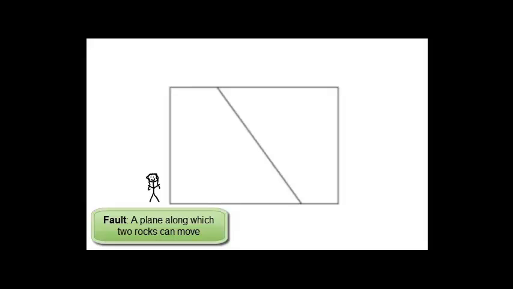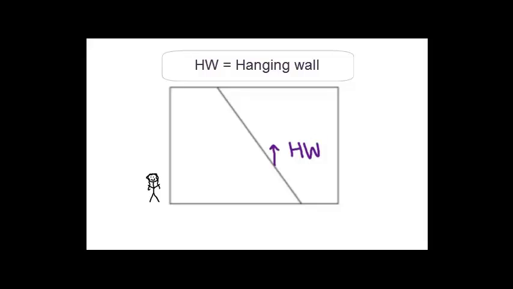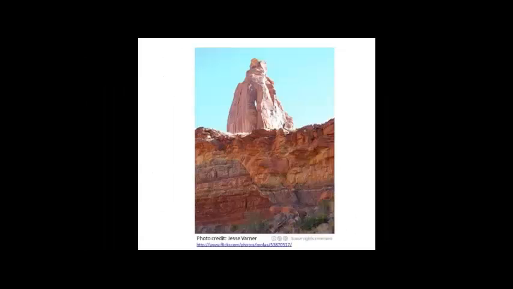I'm going to add in a fault, breaking this rock in half. The block of rock above the fault plane is referred to as the hanging wall, while the block of rock below the fault plane is referred to as the footwall. Here's the fault plane.